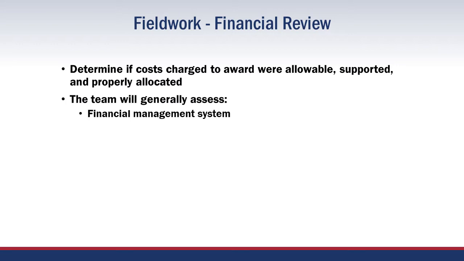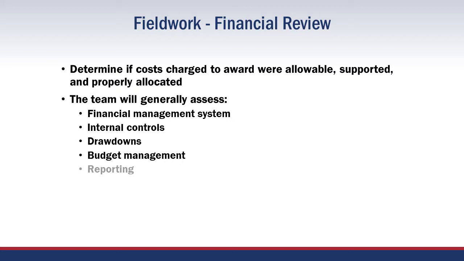Once the audit is underway, the team will generally assess the award recipients in the following areas: the financial management system used to account for award funds, internal controls, the process for drawing down award funds, adherence to the approved award budget, and the process for tracking and reporting award expenditures. Audit teams also generally review specific award expenditures, which may include payroll costs, other direct costs, and overhead or indirect costs charged to the award.